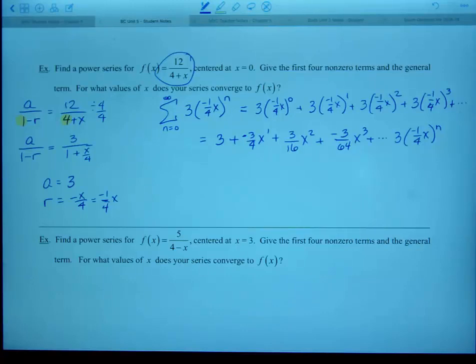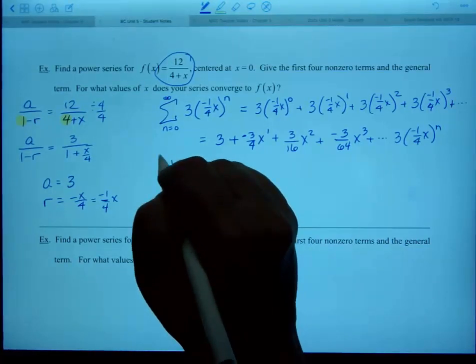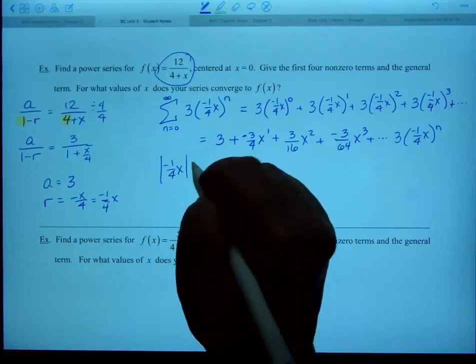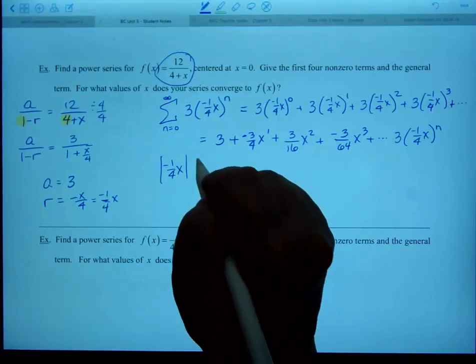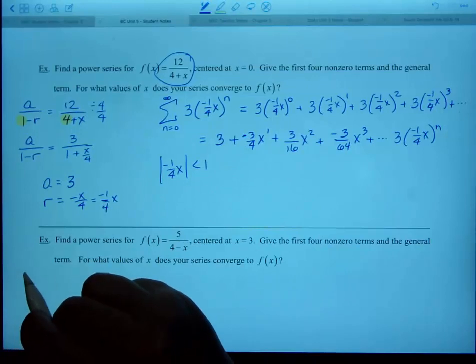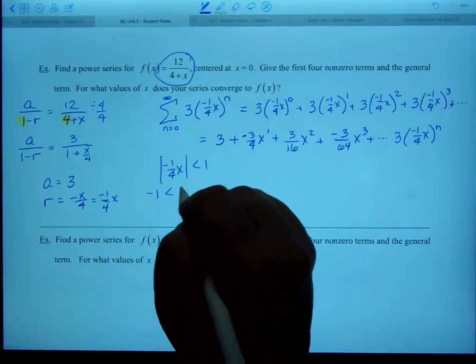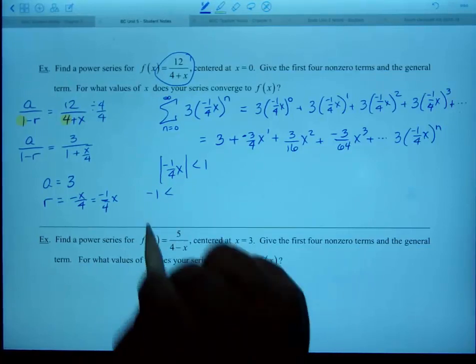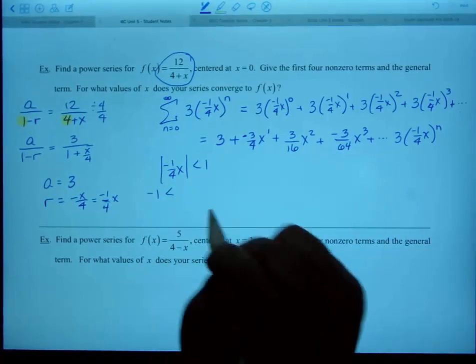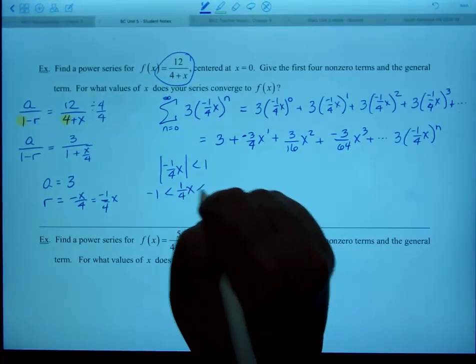Okay, so we now take R, which is negative 1/4 X. We throw it in an absolute value, and we say it has to be less than 1. And now we do what we were told before to take those bars off. But wait a minute. What is the absolute value of negative 1/4 X? Positive 1/4 X. Like so.